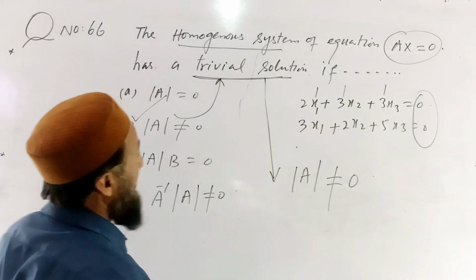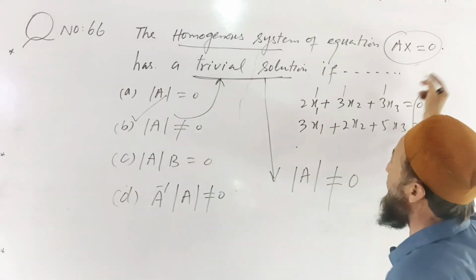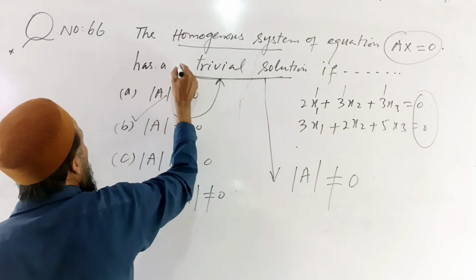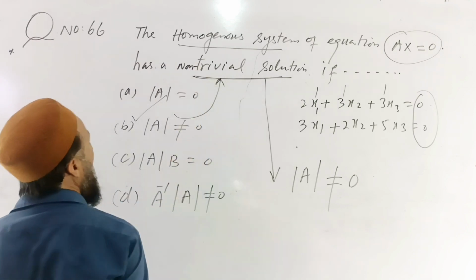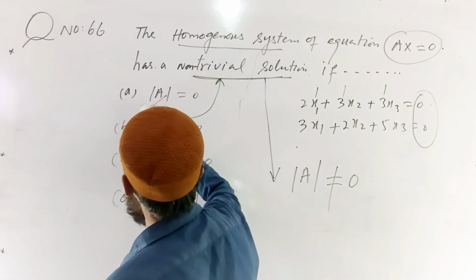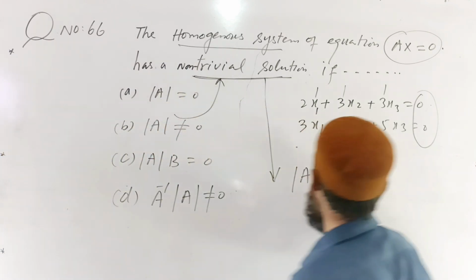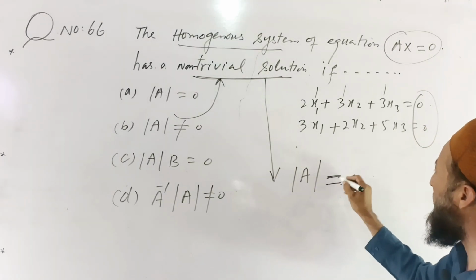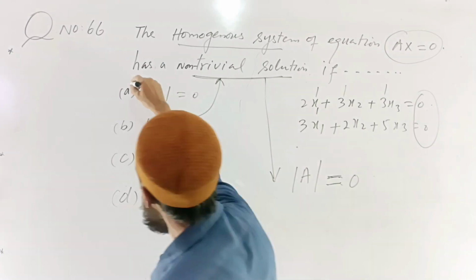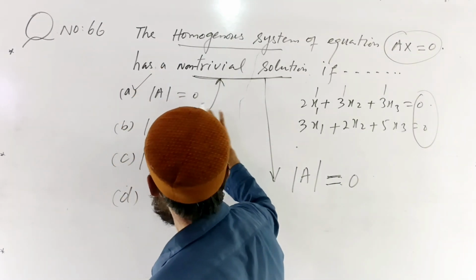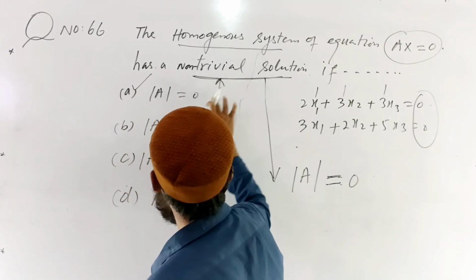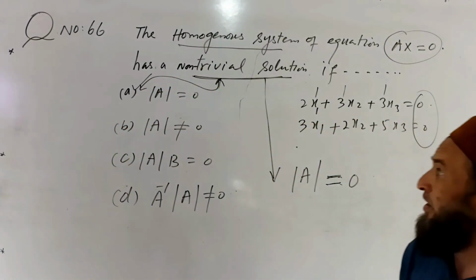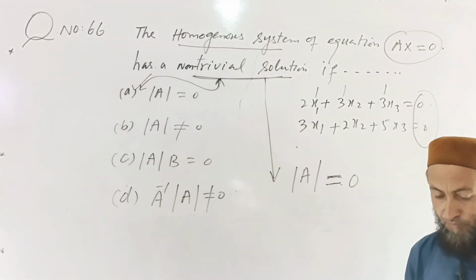The homogeneous system of equations Ax equal to 0 has a non-trivial solution. So now the definition is changed and here the determinant of A is equal to 0. Now the correct answer is that one. So the definition is changed and a non-trivial solution is giving that the determinant of A is equal to 0.